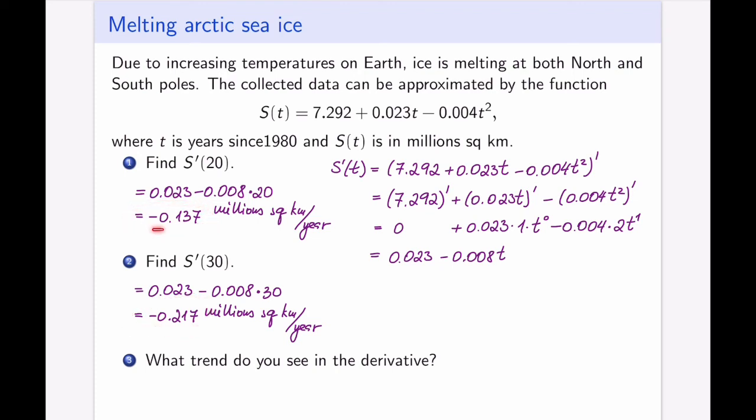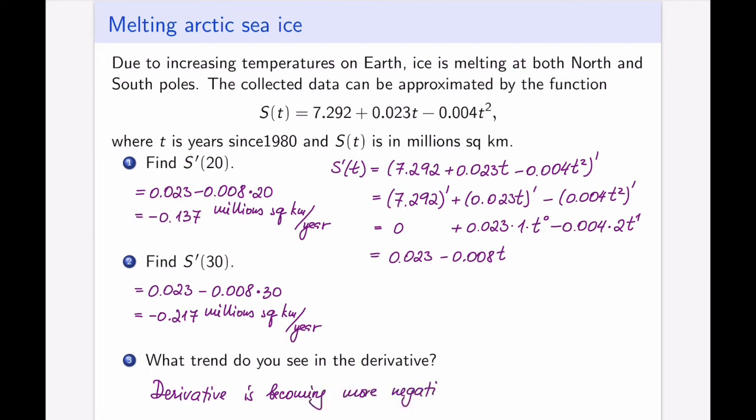So now what do we have? We have the negative number here, minus 0.137, and a negative number here, minus 0.217. So what trend do we see in the derivative? Well, the derivative was negative and it's staying negative, but it's actually getting more negative. This number is more negative than this number. So the trend that we're seeing is the derivative is becoming more negative. Let's write that down. Derivative is becoming more negative.